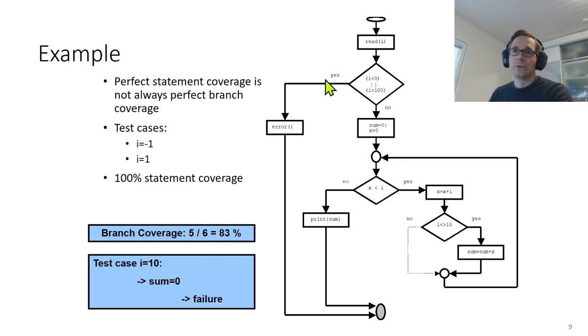So we execute this branch 1, this branch 2, this is executed 3, this is executed 4, this is executed 5. But the no part, I equaling 10, is not executed at all. So we have 83% branch coverage.